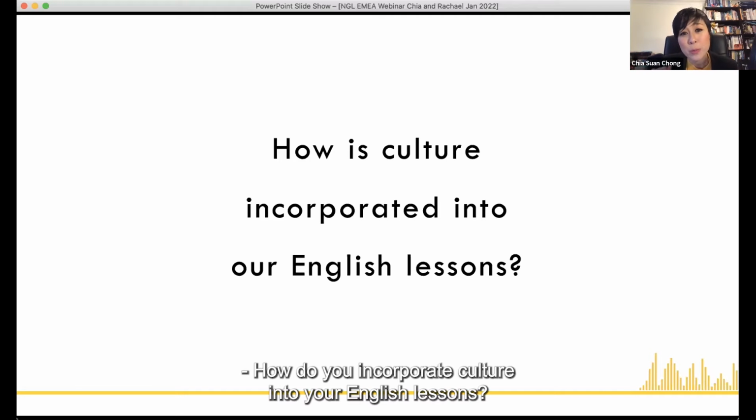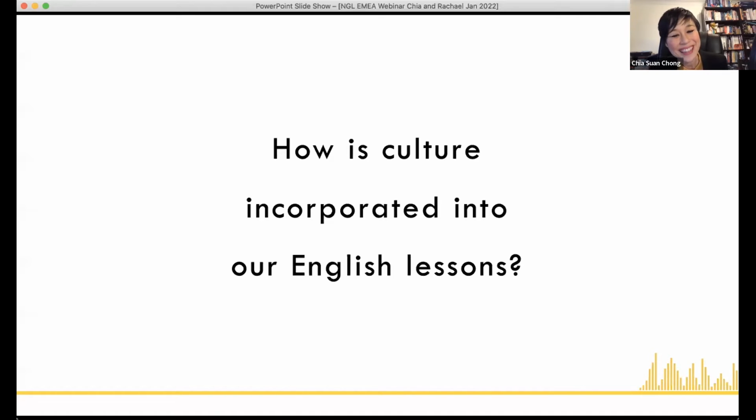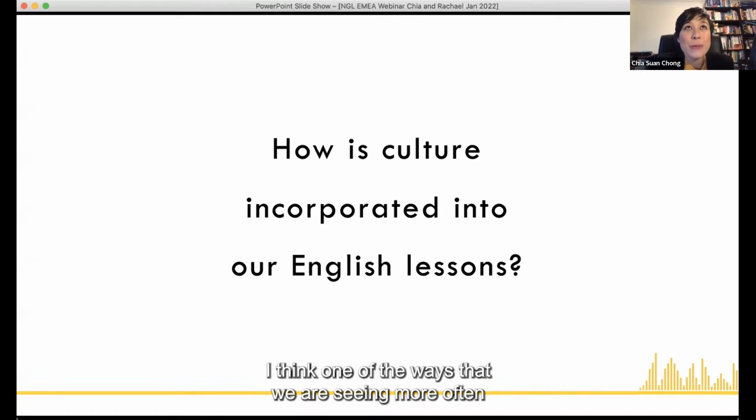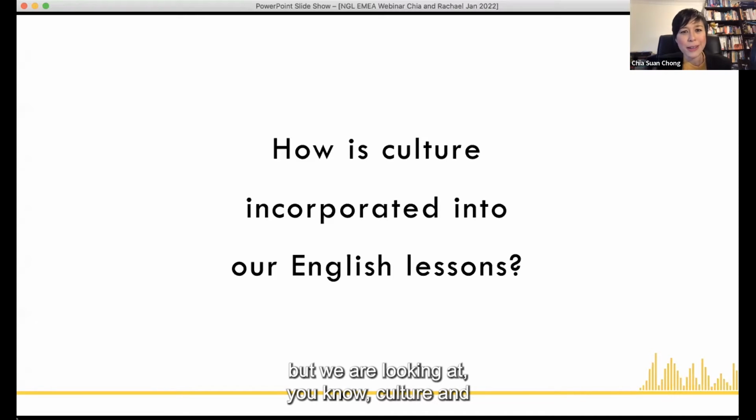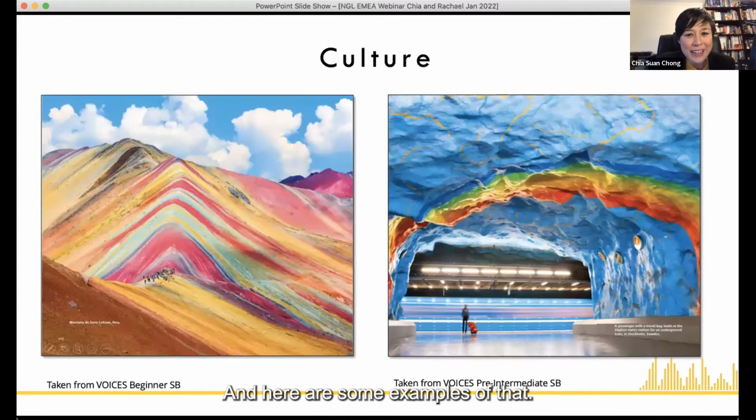How do you incorporate culture into your English lessons? I think one of the ways that we are seeing more often in a lot of course books, and also in Voices, is we're not just looking at British culture per se, but we're looking at culture and elements of culture from different parts of the world. And here are some examples of that.